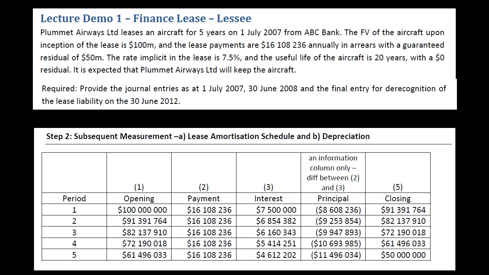The next line is the interest expense, and this is based on the 7.5% rate implicit in the lease. And as I said, that will be provided, times by the opening. So whatever the opening balance is, 7.5% of that will give you that particular figure. This is a difference. Because we paid $16 million, but the interest expense was only 7.5, we've obviously paid more than just covering our interest costs, and the rest of that goes to drop down the liability component. So we're slowly chipping away at that total liability.